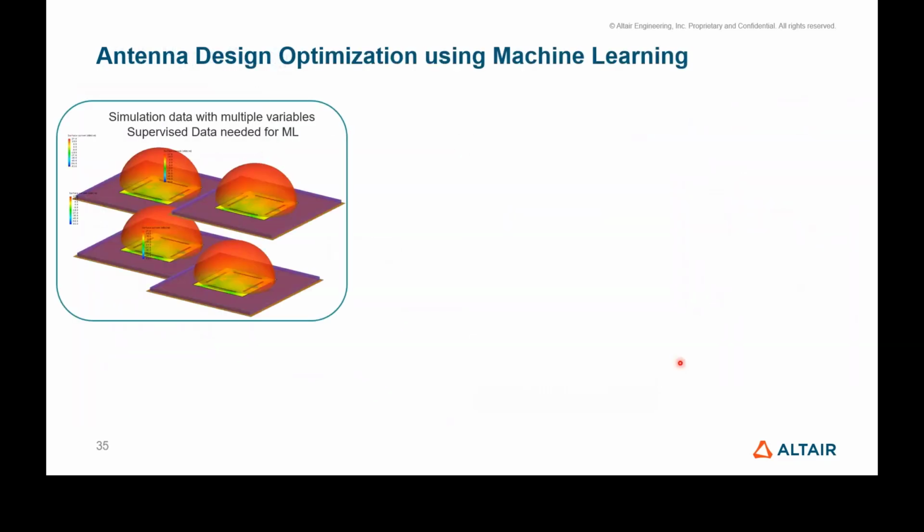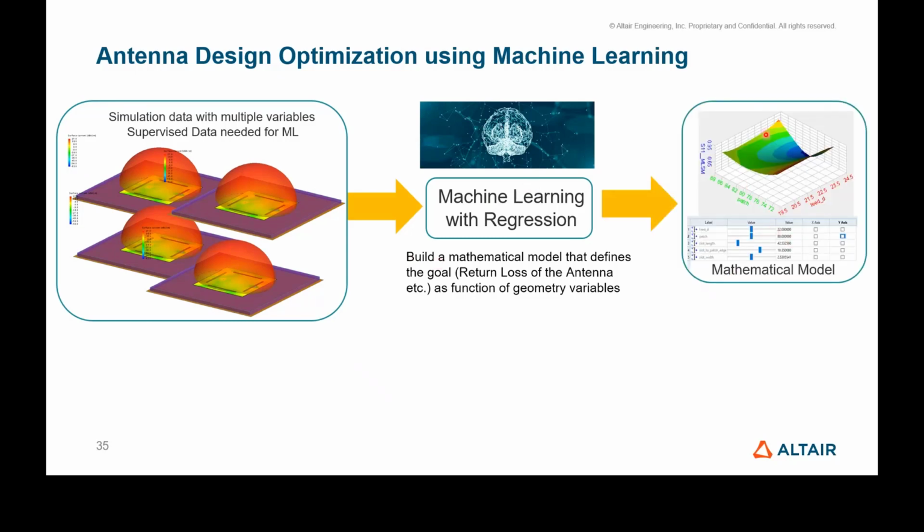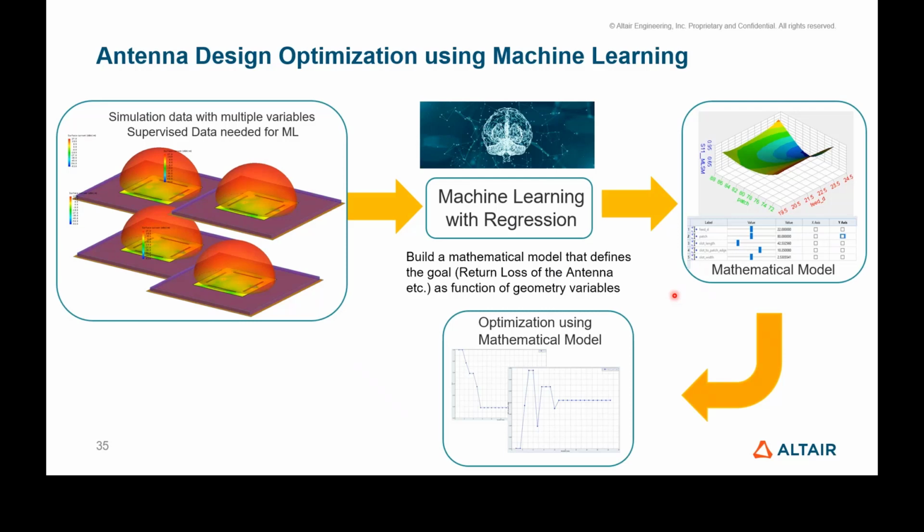So the process will be simulations using Feko. This is a GPS antenna. We're calculating the radiation pattern there. The data is collected by HyperStudy from Feko, and of course, creating the machine learning model. We can create this mathematical model, and you can see on the fly how these variables, with a scroll bar, can vary your S parameters as a response surface. Once you have the mathematical model, you can optimize using it. So a very simple process, I guess, in creating this.